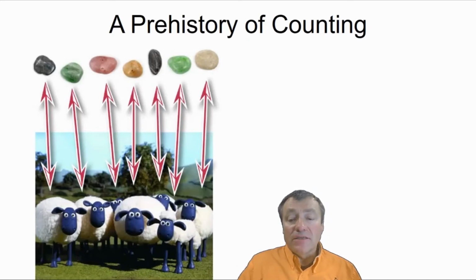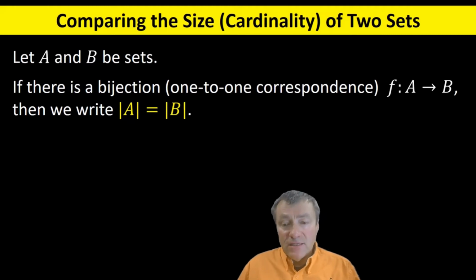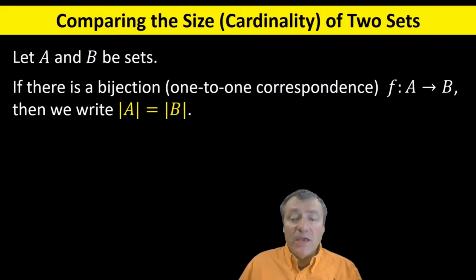We can make this idea work for any sets, even for infinite sets, if we're just careful. Let A and B be sets. If there's a bijection from A to B, which is to say a one-to-one correspondence, that means a one-to-one and onto function, then we say the two sets have the same size or the same cardinality, which is written in symbols like this: size of A equals size of B.